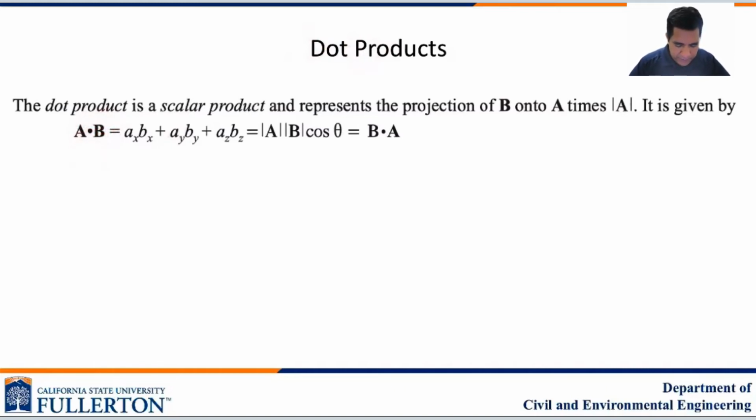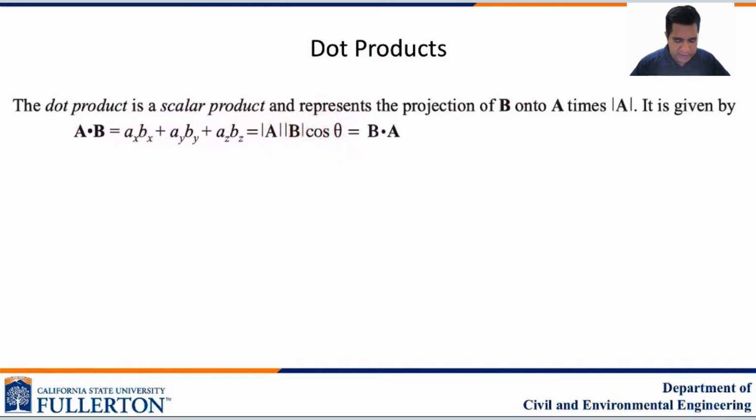The way we compute this scalar product is simply we take the x components of the two vectors that we're multiplying and multiply them together, the y components multiplied together, the z components multiplied together, and add them all to get the total product. The dot product is also defined as AB cos theta, where A is the magnitude of A, B is the magnitude of B, multiplied with cos theta, and theta is the angle between the two vectors A and B.